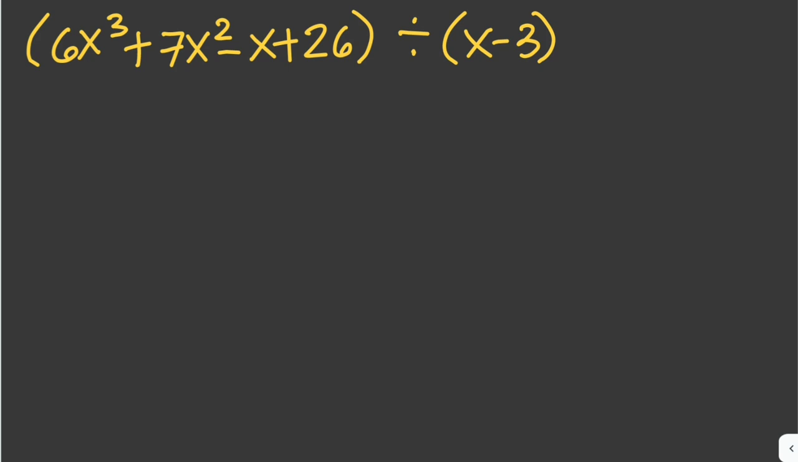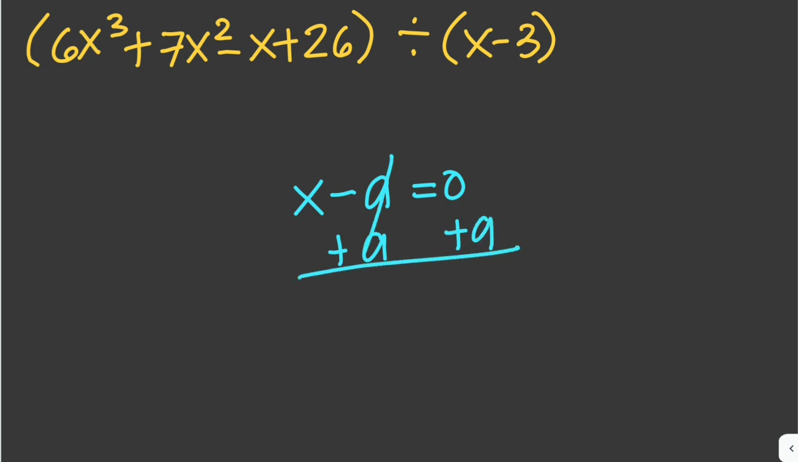So what is the zero of the linear factor? Say, for example, our divisor is x minus a, and we equate it to 0. Whatever value of x we get from here, we will use in our synthetic division operation. We add a to both sides. This cancels out. Then our zero is equal to positive a.